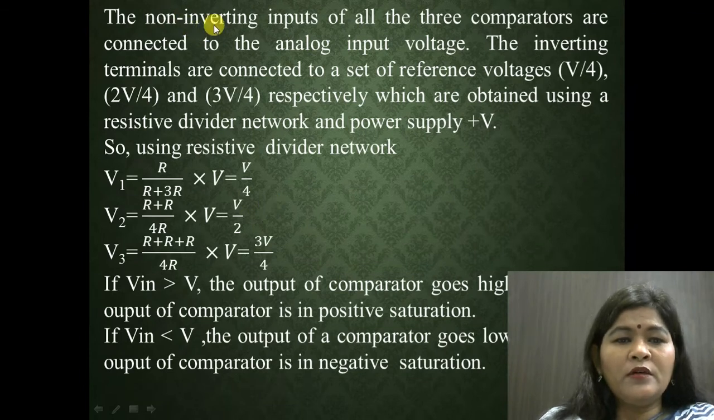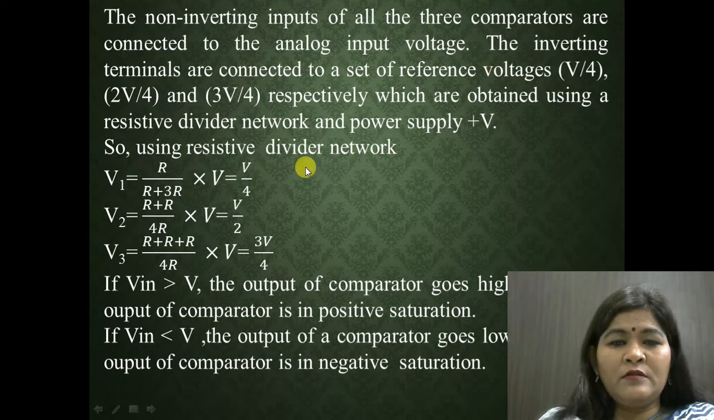Now the non-inverting terminal inputs of all the three comparators are connected to the analog input voltage. We have already discussed this in the circuitry. This is the detailed description of that circuitry, and the inverting terminals are connected to a set of reference voltages, that is V by 4, 2V by 4 and 3V by 4. We have already discussed how to calculate these reference voltages. So here we will apply the resistive voltage divider network.